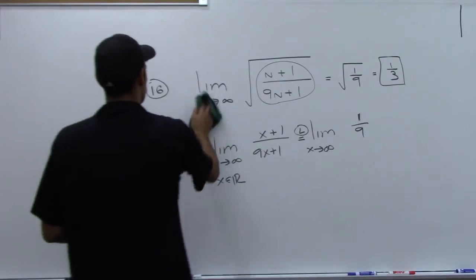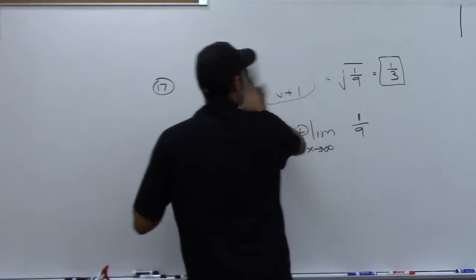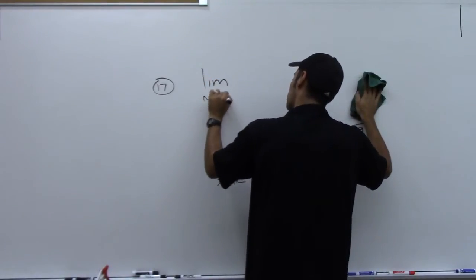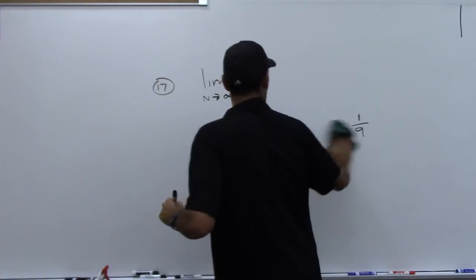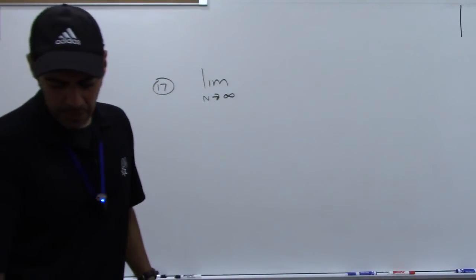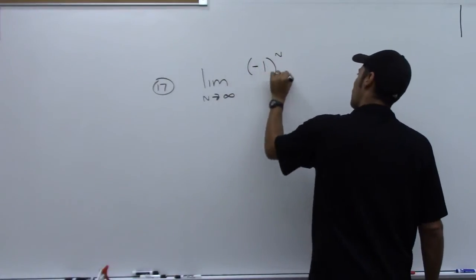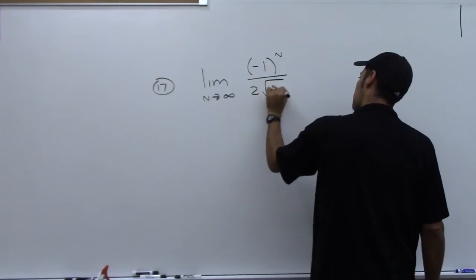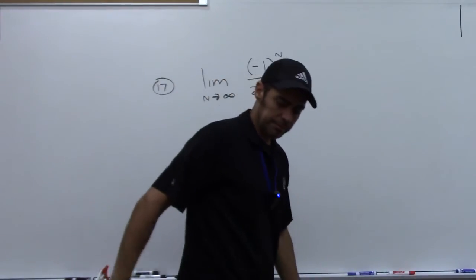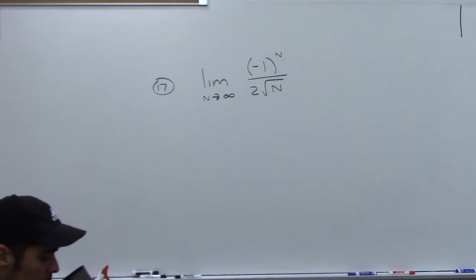Okay, next one, 17. Limit as n goes to infinity of -1 to the n over 2 root n. Now this is the first time we've had an alternating sequence, and we're trying to figure out what happens as n goes to infinity.